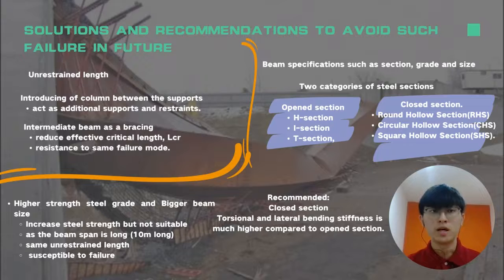There are two categories of steel section which are open section and closed section. Open sections can be H section, I section, and T section, while closed sections include RHS, CHS, and SHS. Closed section is more recommended as the torsional and lateral stiffness is much higher compared to the open section. Moreover, a higher strength steel grade and bigger beam size can increase the steel strength, but it is not suitable in this case because the beam span is long and the unrestrained length of the beam remains the same and has the same tendency to fail.